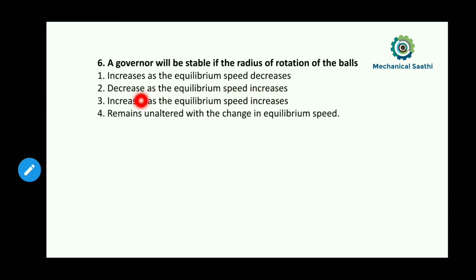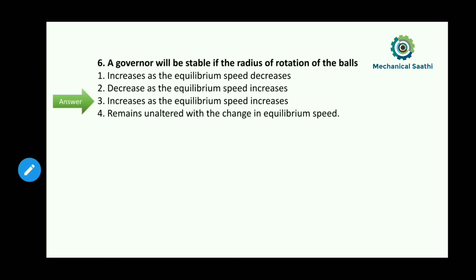So let us check option number 3, that the radius of rotation of the balls increases as the equilibrium speed increases. So we can say that option 3 will be the correct answer, and we can tick option 3. Let us check option 4 also, that it remains unaltered with the change in equilibrium speed. No, if the equilibrium speed changes, then obviously the radius of rotation of the balls should change. So option 3 will be the correct answer over here.